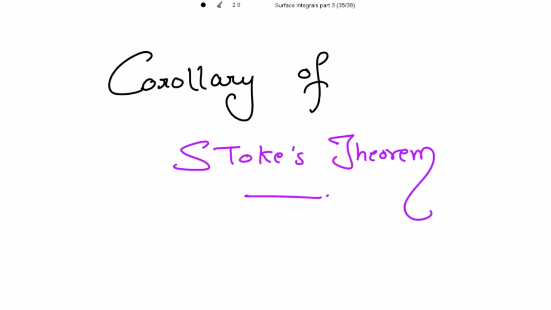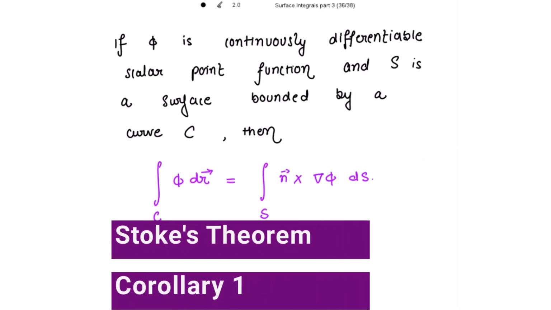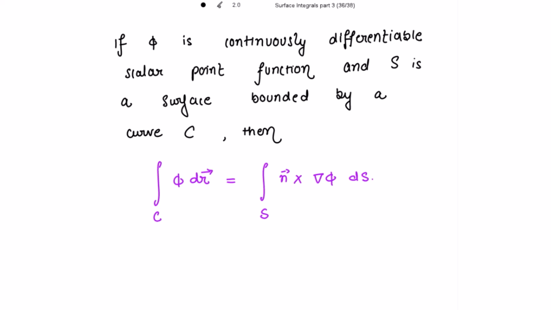Corollary of Stokes' theorem. That is, if phi is a continuously differentiable scalar point function and S is a surface bounded by a curve C, then the line integral of phi dr vector is equal to the surface integral of the cross product of n vector with del phi, that is the gradient of phi, ds. This we need to prove.